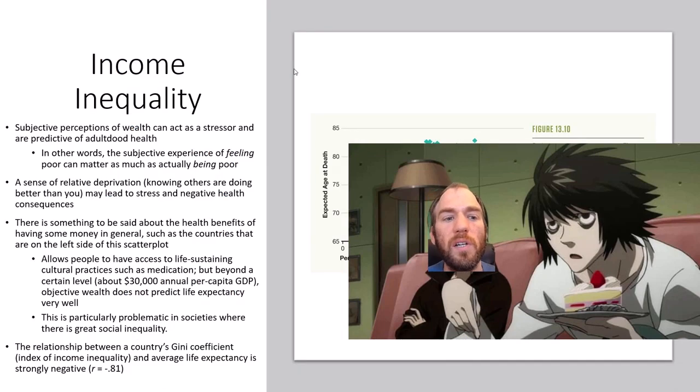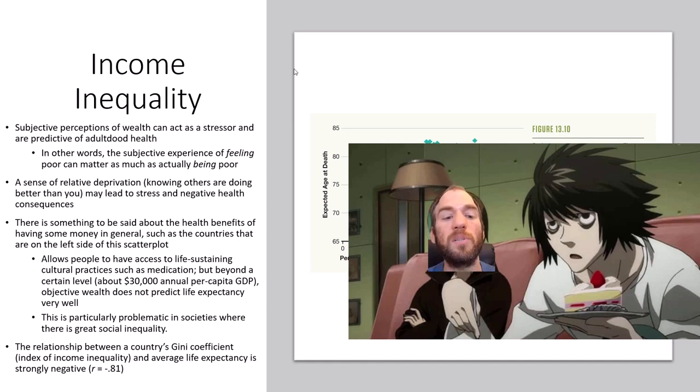Income inequality. Subjective perceptions of wealth can act as a stressor and are predictive of adult health outcomes. In other words, the subjective experience of feeling poor can matter as much as being poor. A sense of relative deprivation, knowing others are doing better than you, may lead to stress and negative health consequences. There is something to be said about the health benefits of having some money in general, such as the countries on the left side of the scatter plot. It allows people to have access to life-sustaining cultural practices such as medication, but beyond a certain level, about 30,000 annual per capita, objective wealth does not predict life expectancy well.